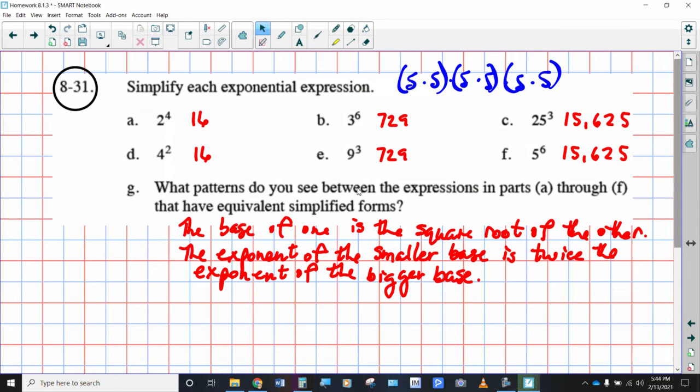Okay, so what patterns do you see? The base of one is the square root of the other, right? This is the square root of 4. This is the square root of 9. This is the square root of 25. The exponent of the smaller base is twice the exponent of the bigger base. So squaring and taking square roots are opposites of each other, just like multiplying and dividing are opposites of each other. And we'll work more with that when we get into chapter 9 with Pythagorean theorem.